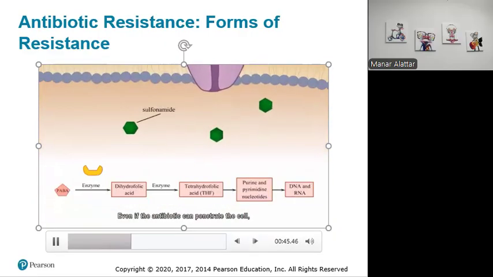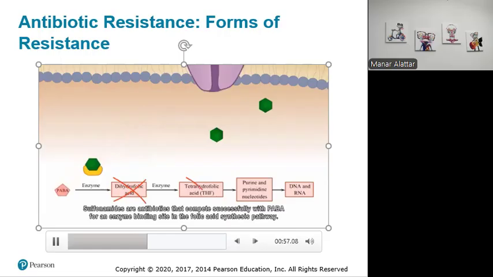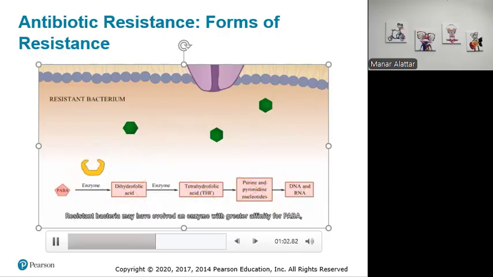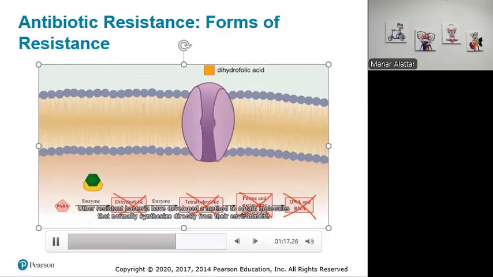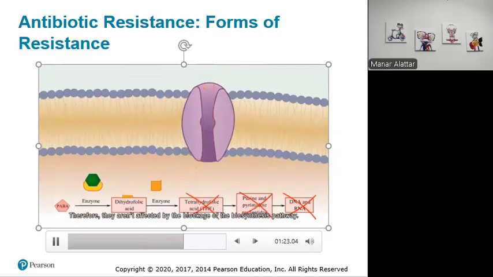Even if the antibiotic can penetrate the cell, a resistant bacterium can make it impossible or more difficult for the antibiotic to bind to its target. Sulfonamides are antibiotics that compete successfully with PABA for an enzyme binding site in the folic acid synthesis pathway. Resistant bacteria may have evolved an enzyme with greater affinity for PABA, thus making the sulfonamide less effective at blocking the folic acid pathway. Other resistant bacteria have developed a method to obtain molecules they normally synthesize directly from their environment. Therefore, they aren't affected by the blockage of the biosynthesis pathway.